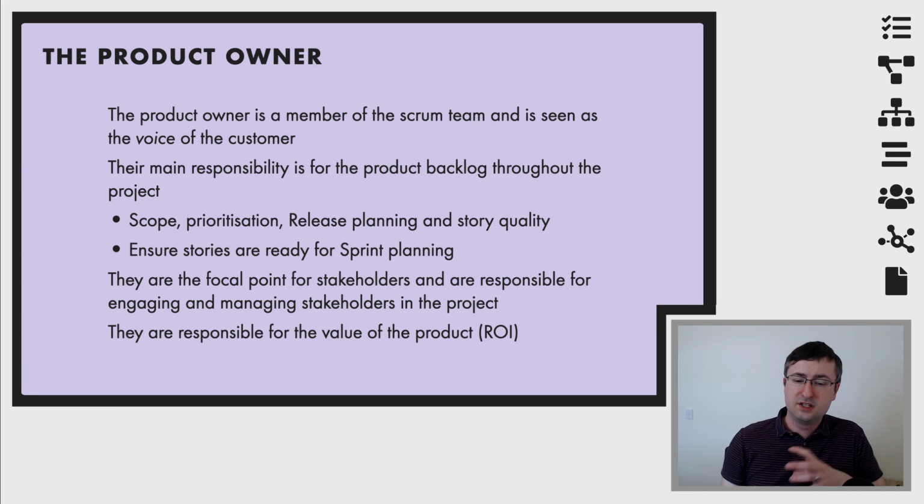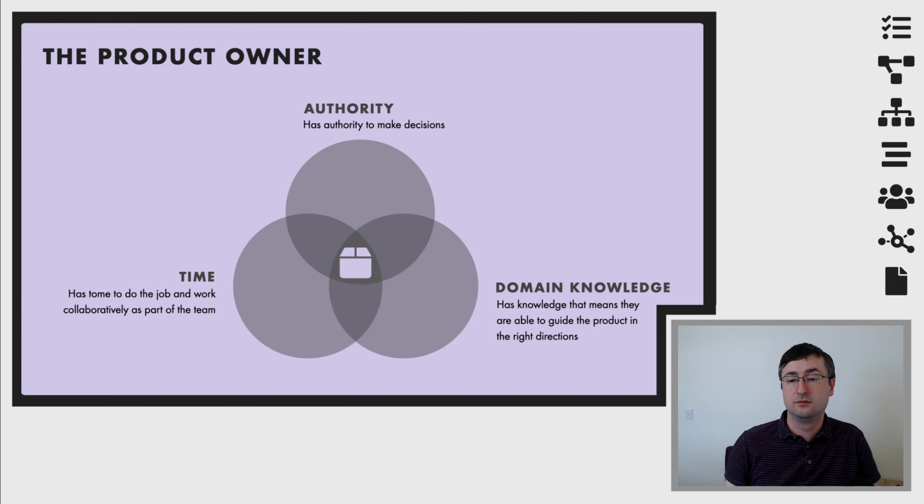As well as all of this, the product owner may take on the responsibility of some development tasks inside of the team themselves, but this really depends on the amount of work that's required to get the product backlog into a state where it is ready to be used. So the product owner really sits in the middle of this diagram here. They have the authority to make decisions. Ultimately, they are the one that is responsible for ensuring that the work that is being carried out is the correct work to be carried out.